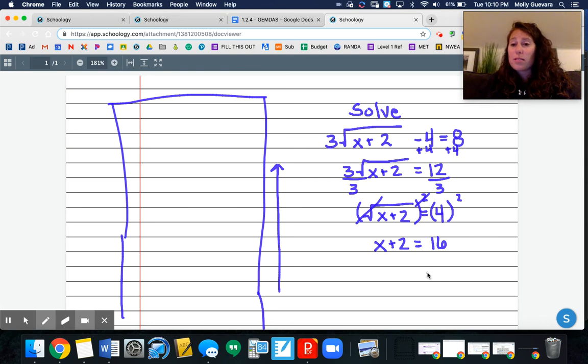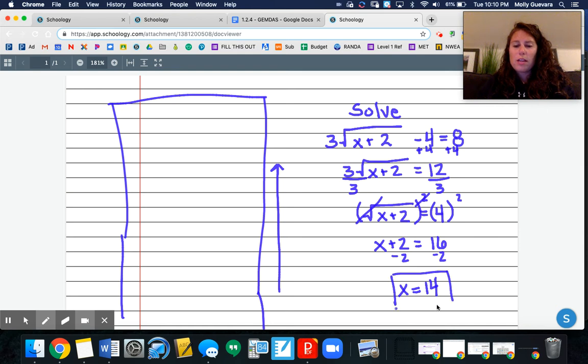Okay, then I ask myself, do I have any groupings? And the answer is no, right? I don't have any parentheses or brackets or anything like that. So then because I've reached the top of PEMDAS, or GEMDAS, excuse me, then I would start back over. Do I have any addition, subtraction? Yes. Minus 2, minus 2. So x equals 14.